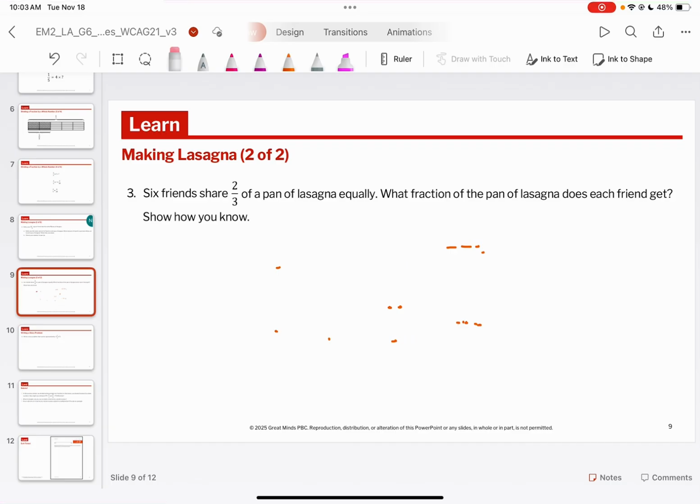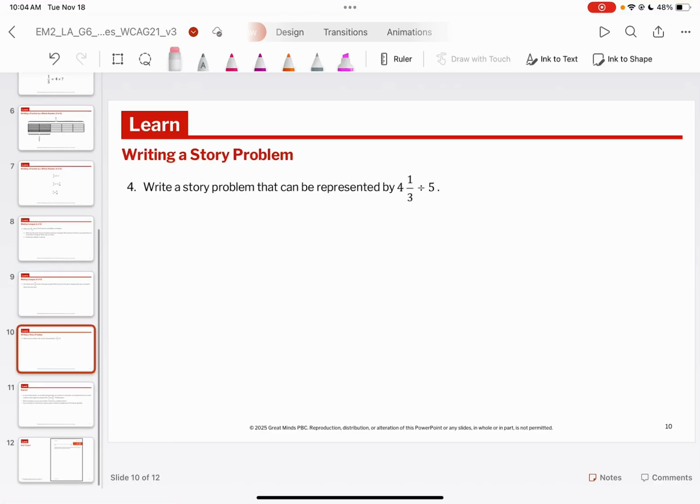All right, any questions about this? I hope you have this down. I already erased it. Okay, now everyone look at problem number 4. Please listen to my directions very carefully. All right, 4. It says to write a story problem that can be represented by 4 1/3 divided by 5. Okay, here's what we're doing. Number 1, you write your problem.